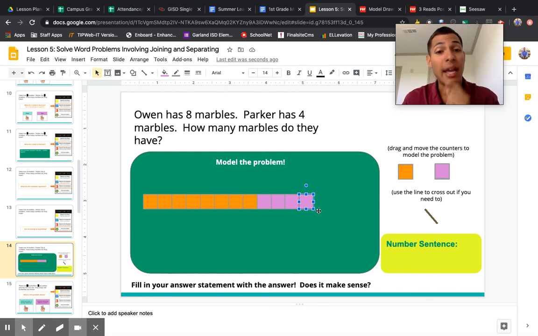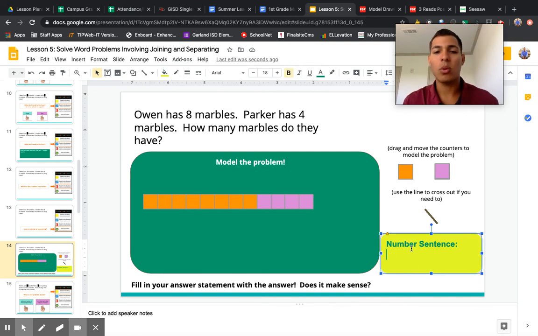Exactly. We're going to be adding. Give you guys a second to think about it. So, what are we adding? What numbers are we adding, right? We're going to make our number signs right here. What numbers are we adding? We're adding Owen's 8. We said we're adding, so we're going to put an addition sign. Parker has how many? 4.